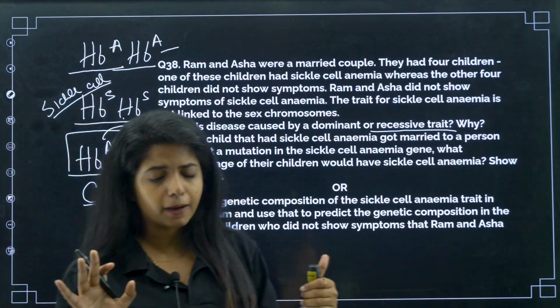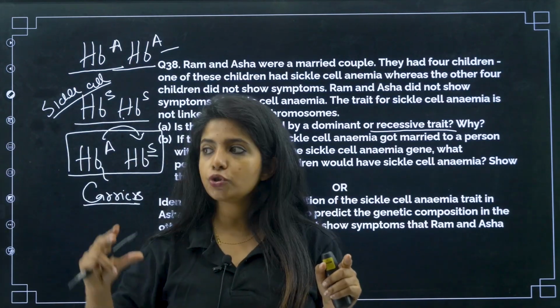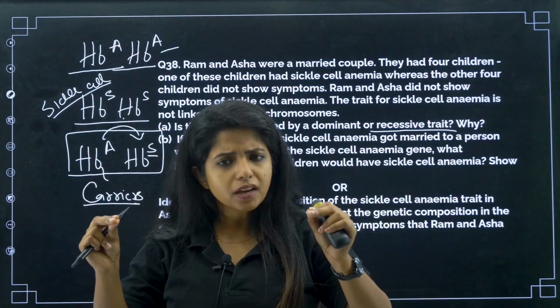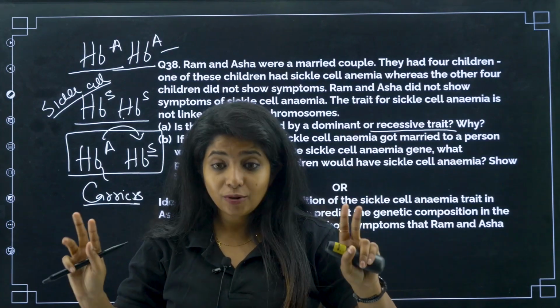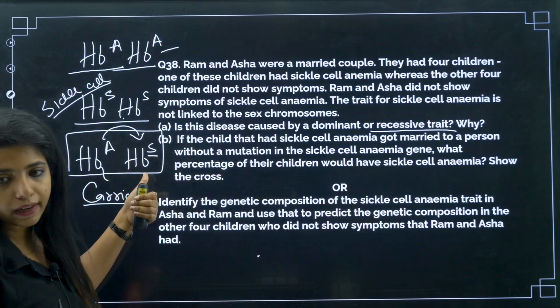Listen to me carefully once again. Okay, the child has it. If the child has it, that means you should be getting the defective allele from both the parents. But the parents do not have the disease, then they should be just the carriers. So, this is the condition for a carrier.